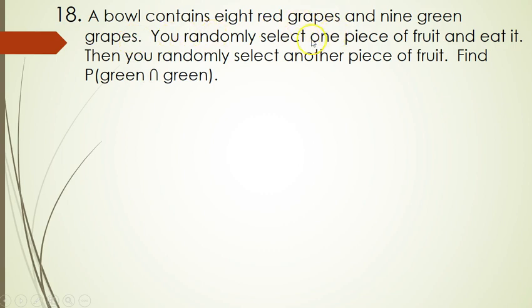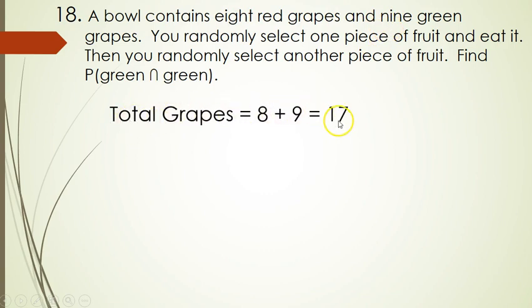So the very first thing that we need to do is find out how many grapes we are talking about. So we're going to add this 8 to this 9 to find out the total grapes. That's 17. Then it says, what is the probability that you randomly select one piece of fruit, eat it, then randomly select another piece of fruit.